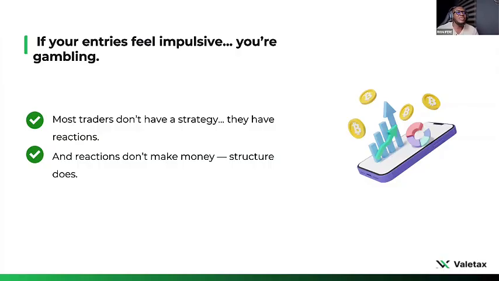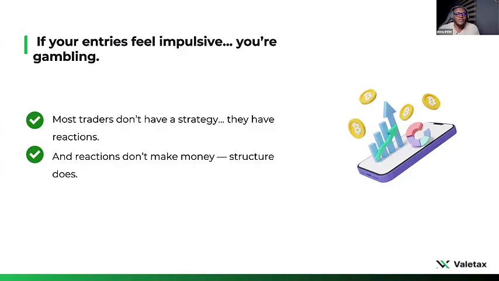So most traders don't have a strategy. They have reactions. That's impulsive behavior, right? So you think, so you react. Now, reactions don't make money, structure does. Why do I say this? It's because imagine if every time you had to react to something, you get something for reacting to that thing. It means that reaction will be a good result, right?